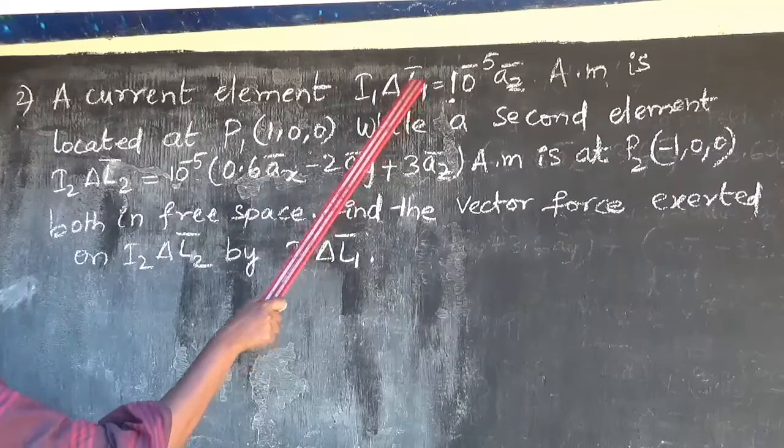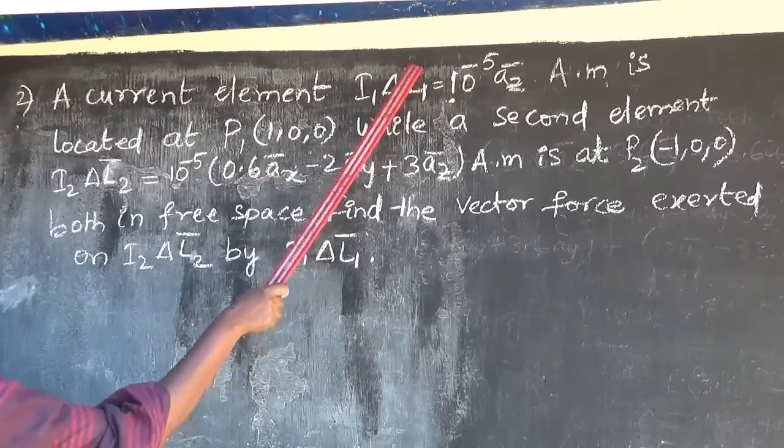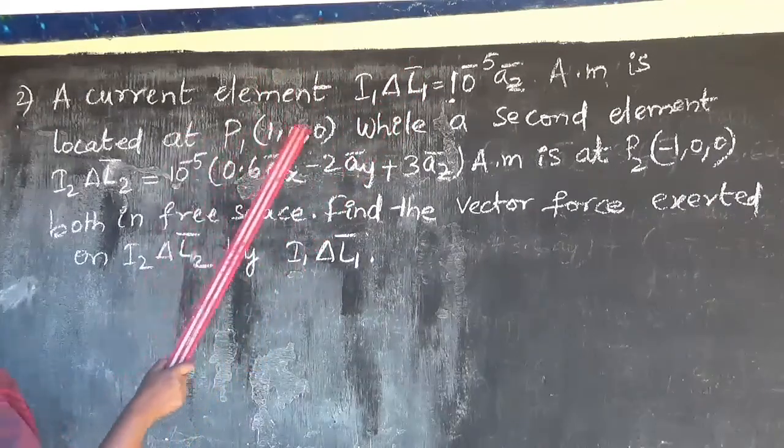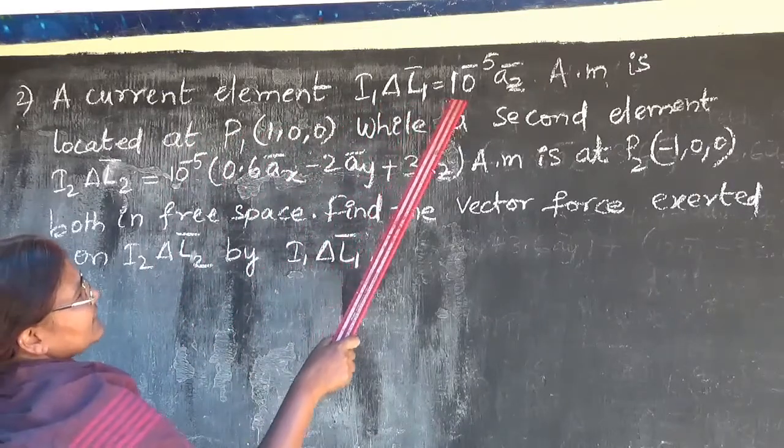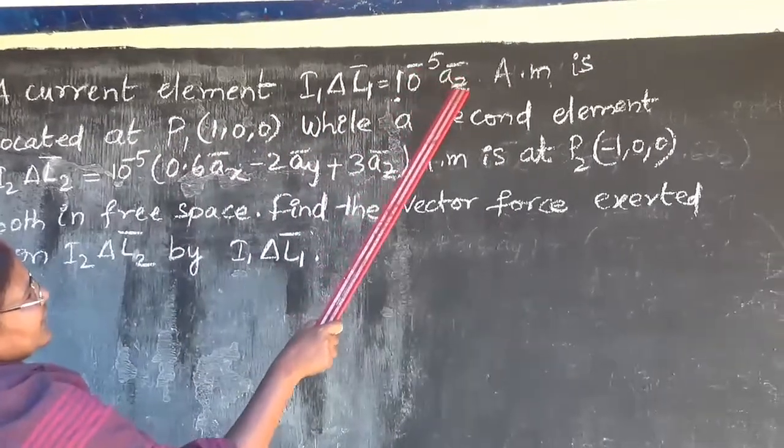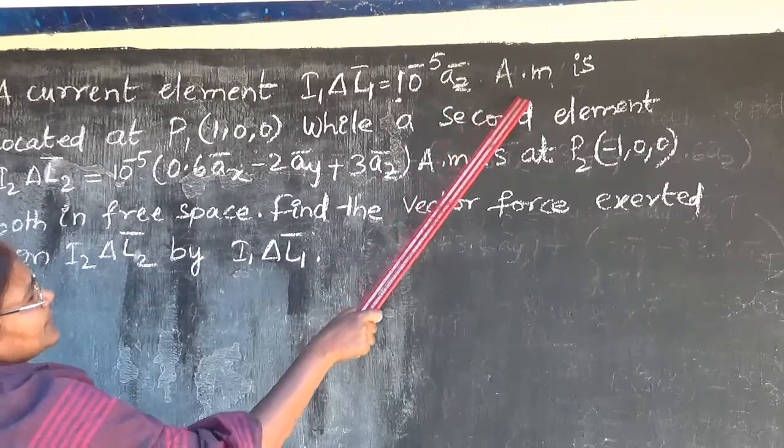This delta L1 bar is nothing but I1 d L1 bar. Both are same. So element I1 delta L1 bar is equal to 10 to the power of minus 5 Az bar ampere meter.